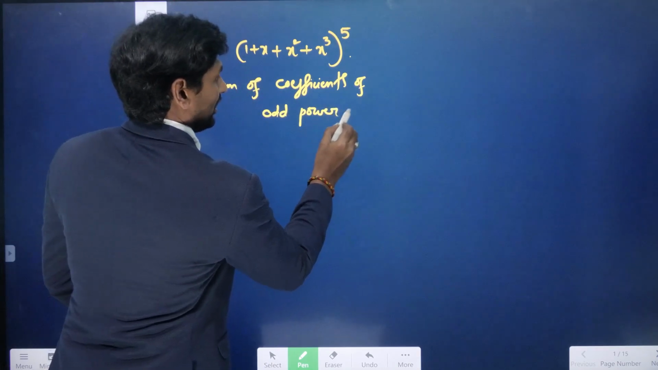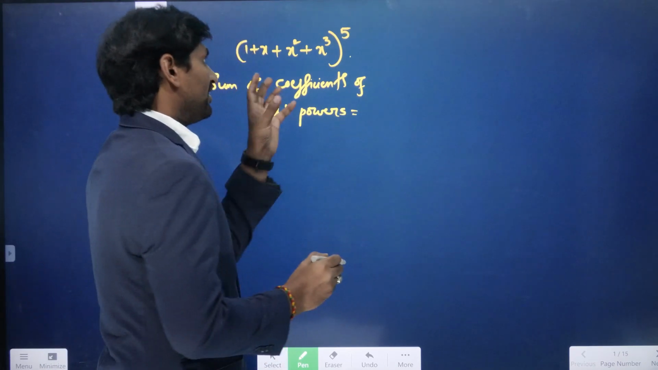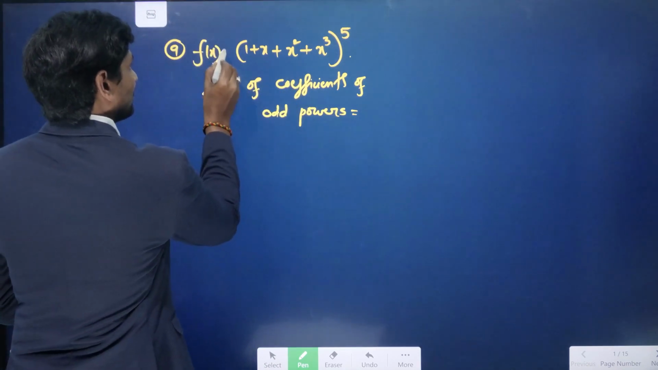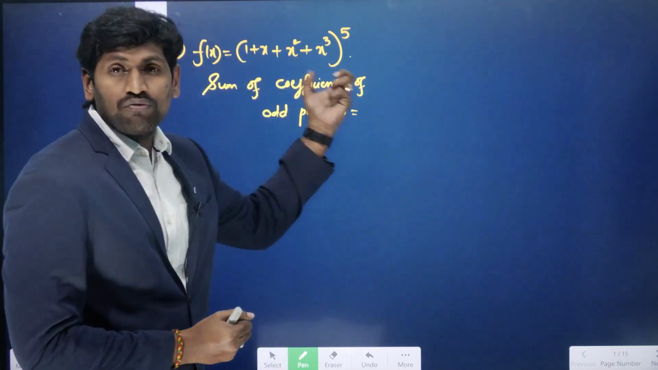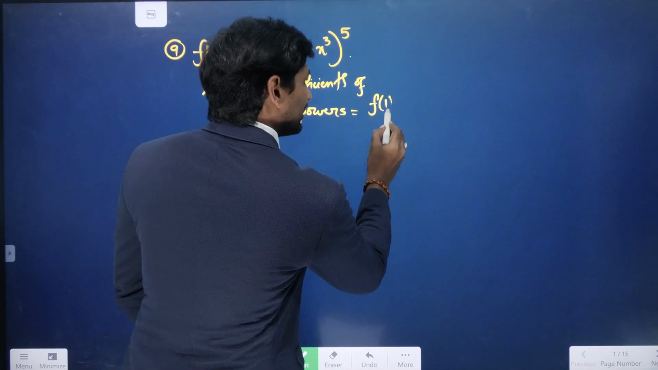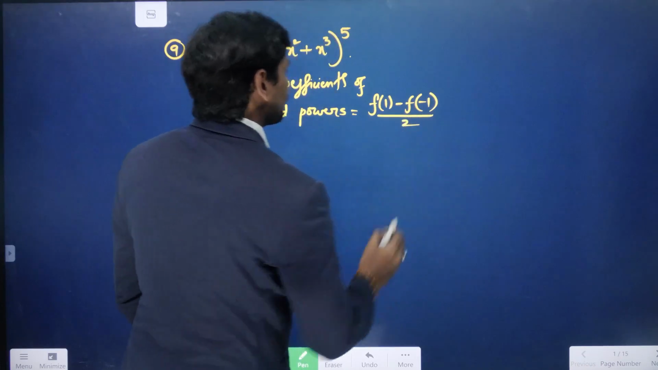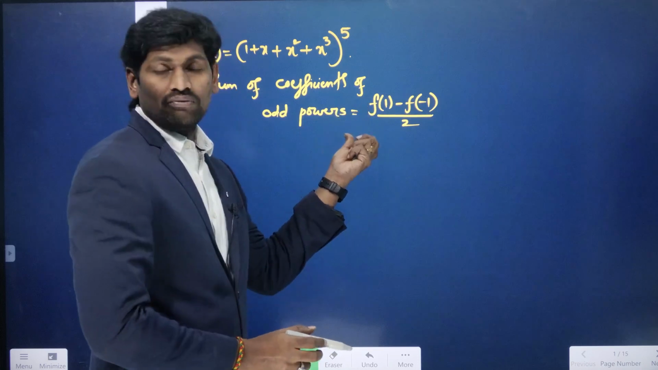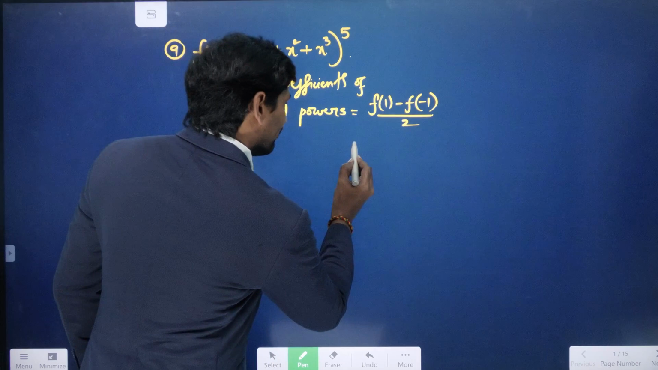Before that, let us consider the given polynomial as f of x. The formula for the sum of the coefficients of odd powers is (f(1) - f(-1)) / 2. So this is the formula for the sum of coefficients of odd powers. Let us try to find the f(1) value.